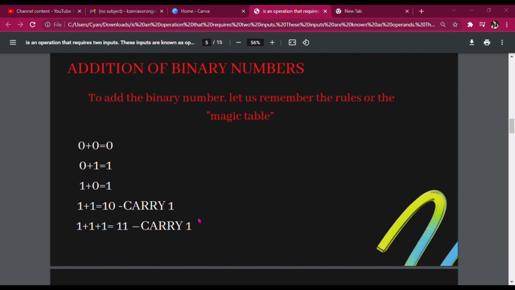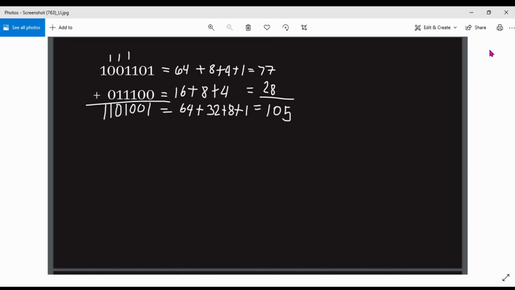So, for example, we have 1001101 plus 011100. So 1 plus 0 equals 1, and then 0 plus 0 equals 0, and then 1 plus 1 equals 1, 0. So carry 1, bring down 0, and then 1 plus 1 plus 1 equals 1, 1, carry 1, bring down 1, and then 1 plus 0 plus 1, so 1, 0, then 1 plus 0 equals 1, and then bring down 1.